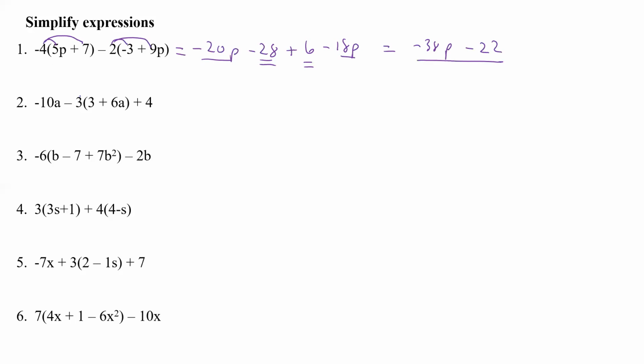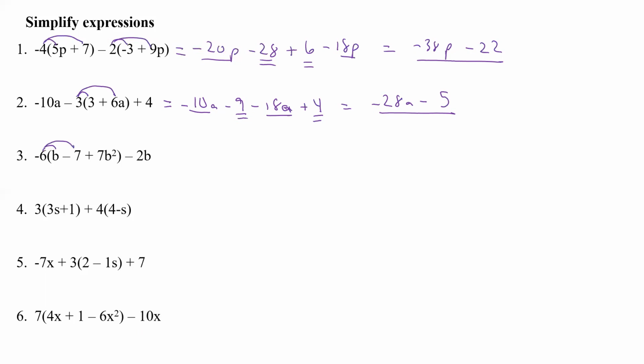All right, what about this one? Here, I have to distribute to get rid of the parentheses. And so I'll have negative 10a minus 9 minus 18a, and then plus 4. So I've got a like term here and here, and like term here and here. So minus 10 minus 18, that's minus 28a. Minus 9 plus 4 is going to be minus 5, and that would be my solution. All right, what about the next one?